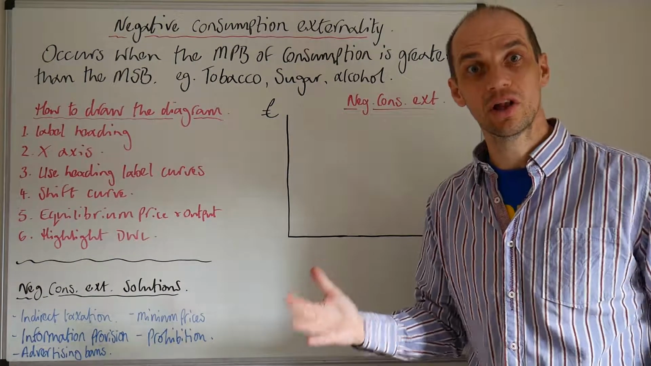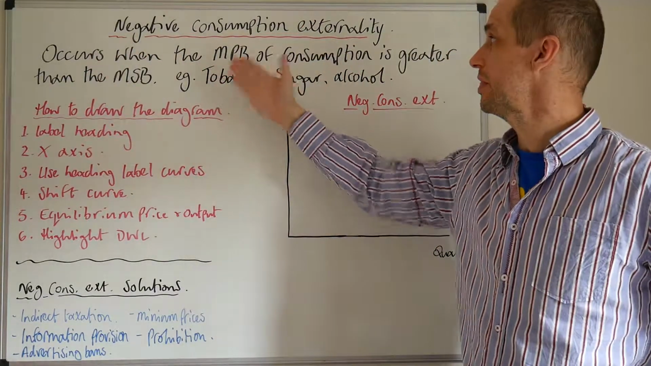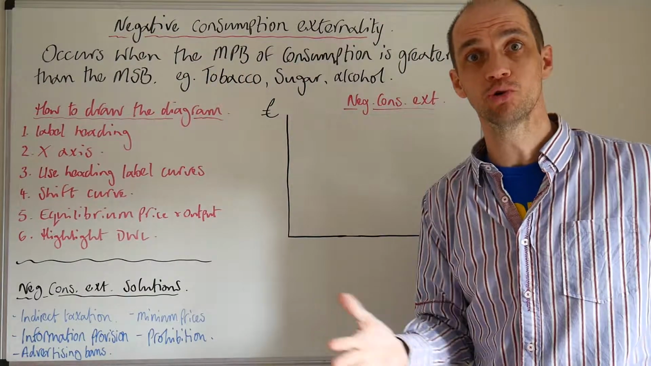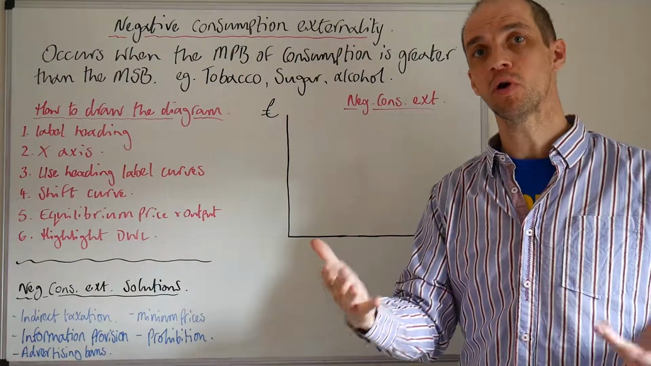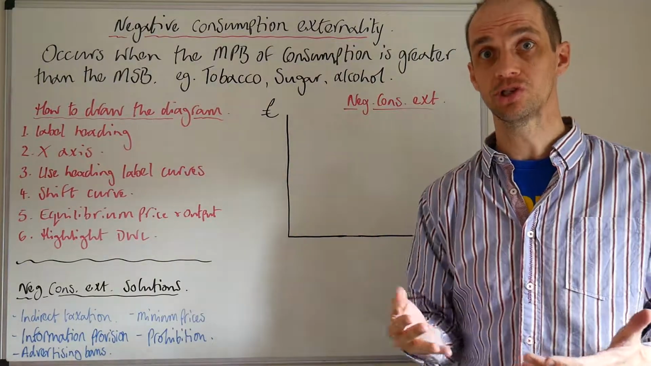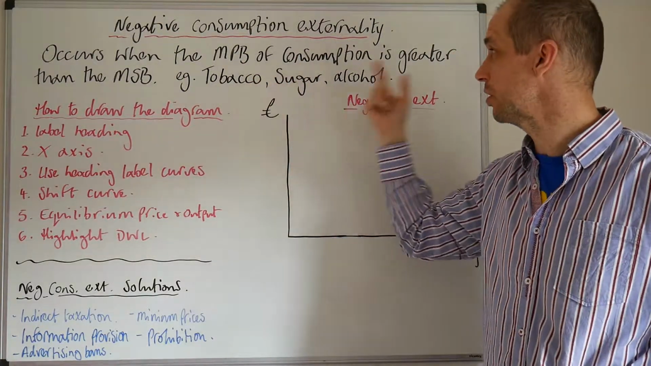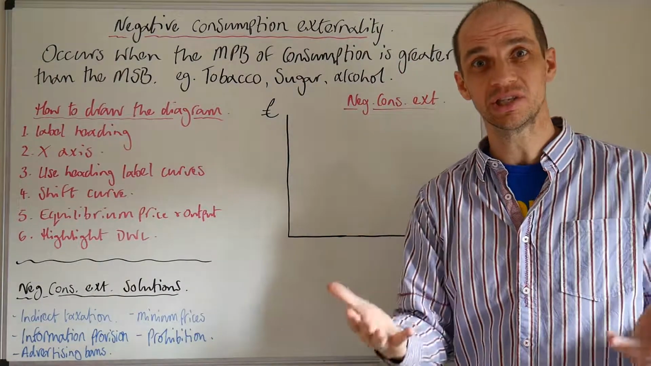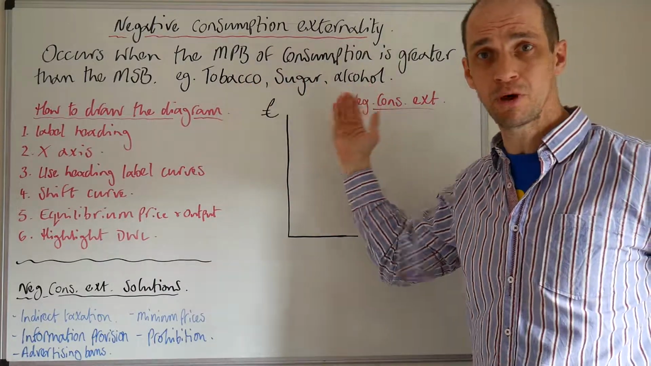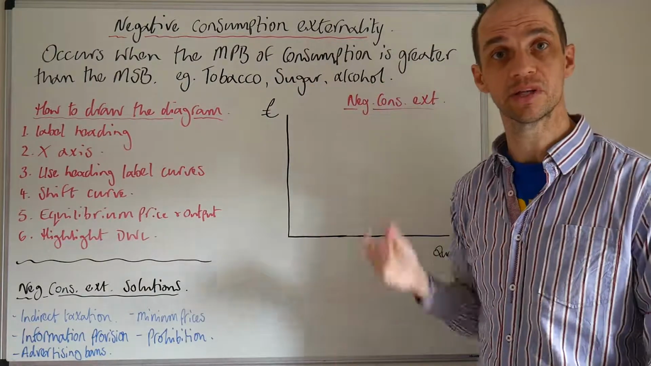Hi guys, so let's now have a look at negative consumption externalities. This occurs when the marginal private benefit of consumption is greater than the marginal social benefit. So the marginal private benefit to the individual is greater than the benefit to society of the consumption of that good. Examples often cited include tobacco, sugar, alcohol, as well as other illicit drugs. There's a number of good examples that you can use, and of course there's various policy decisions which affect the actual market operations within each of these areas.